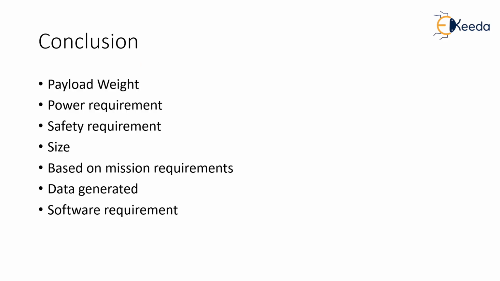To summarize, we looked at the following factors which help us decide the payload of the drone. They are the payload weight, power requirement, safety requirement, size, based on mission requirements, data generated, and software requirement. In order to ease our selection of payloads, let us discuss some of the commonly used payloads for various applications of the drones in our next lecture.